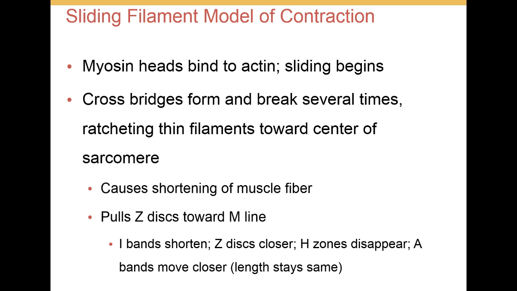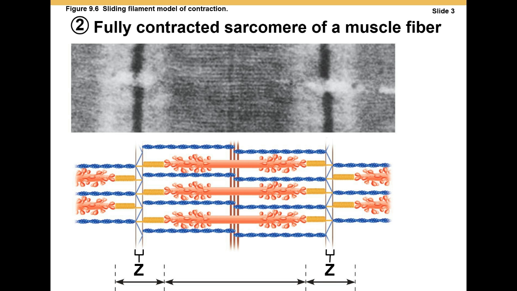I bands get smaller, Z discs come closer together, H zone disappears because the H zone is where you don't have overlap between thin and thick filaments. And the A band will move a little bit closer, but the length of the A band will be exactly the same. So here, once again, we can see that fully contracted sarcomere.